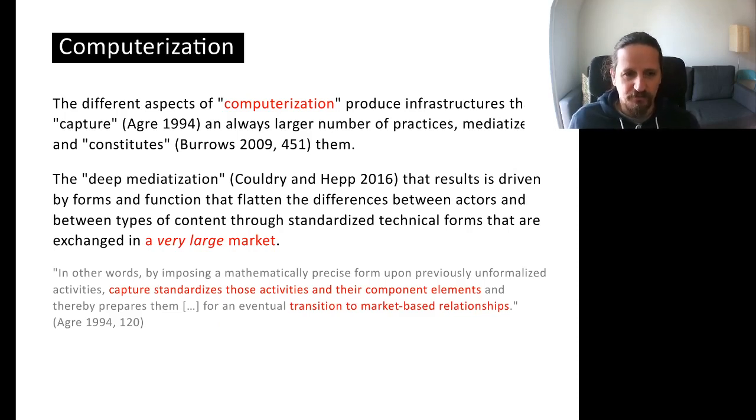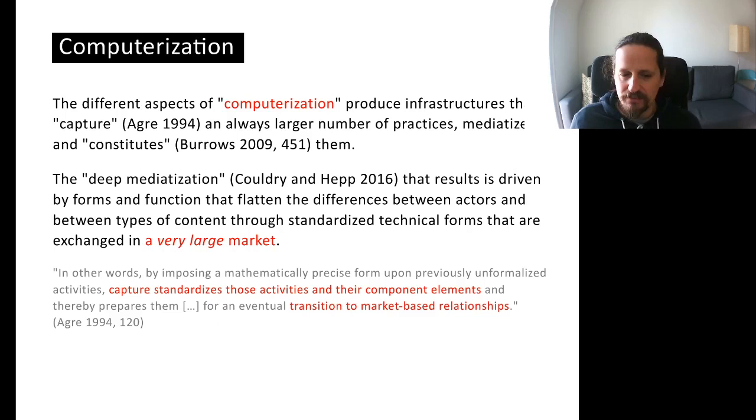This is what Agre means with capture, and Borrow says that this is not just the capture of existing practices, but there are new practices that are being constituted and existing ones are being reconfigured. Kuldre and Hepp call this deep mediatization, right? So really this idea that more and more things are being mediated through interfaces, databases, and so forth.